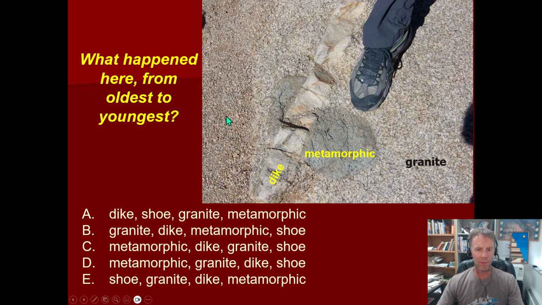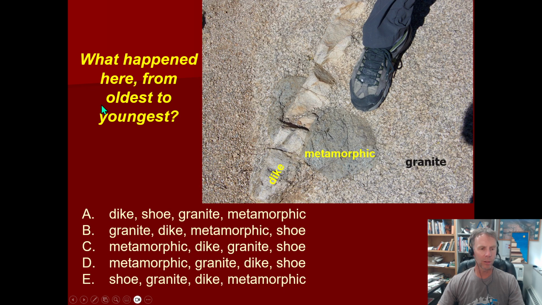So here we have, this is from Joshua Tree, a few different features. We have granite, this kind of speckly rock that makes up most of the photo. We have a metamorphic inclusion, and we have a dike here. And we also have a shoe.